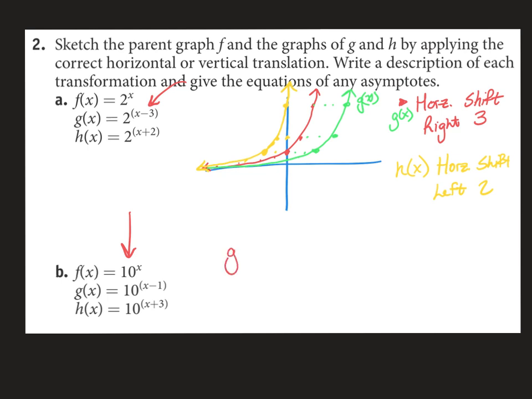G of x is action taking place inside of the parentheses, which makes it horizontal. That action is adding or subtracting, which makes it a shift. And then this would be right 1 unit.